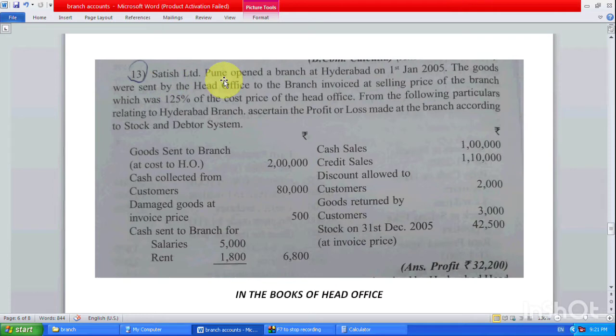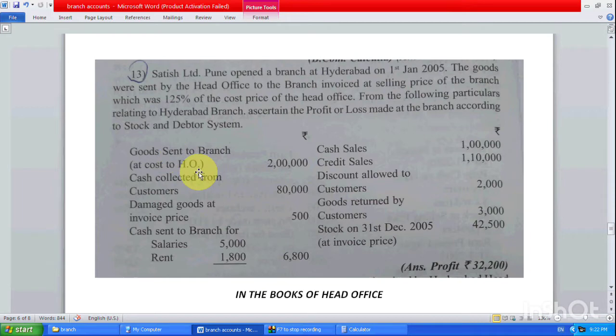Satish Limited, Pune opened a branch at Hyderabad on 1st June 2005. The goods were sent by head office to the branch, invoiced at the selling price of the branch, which was 125% of the cost price of the head office. Following are the particulars relating to Hyderabad branch. Ascertain the profit and loss made at the branch according to the stock and debtor system.